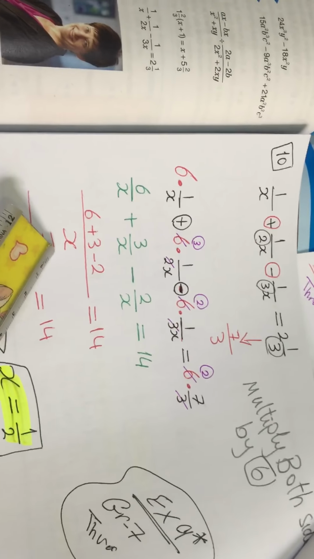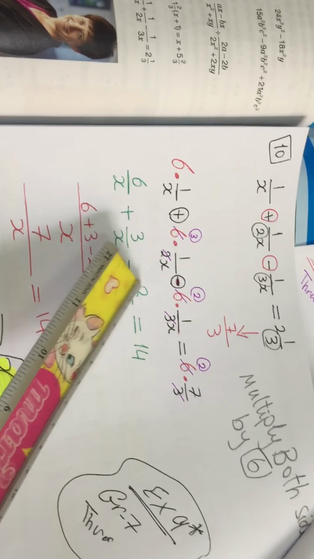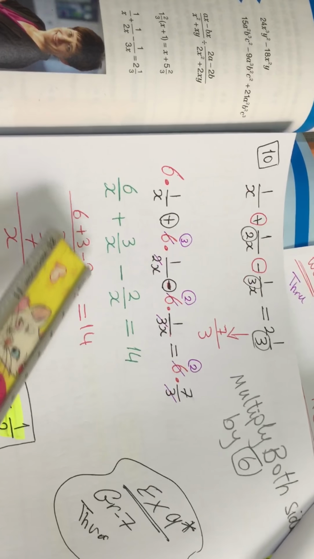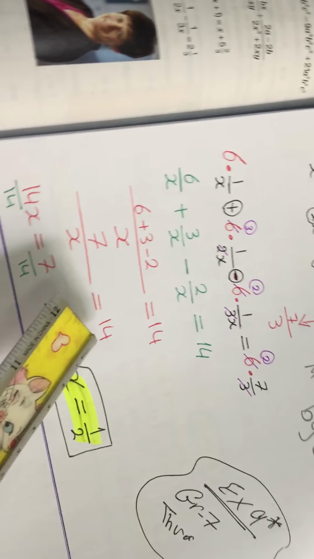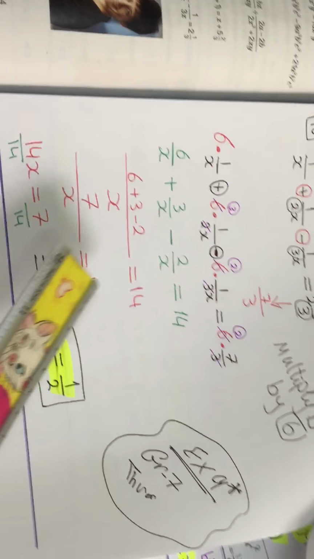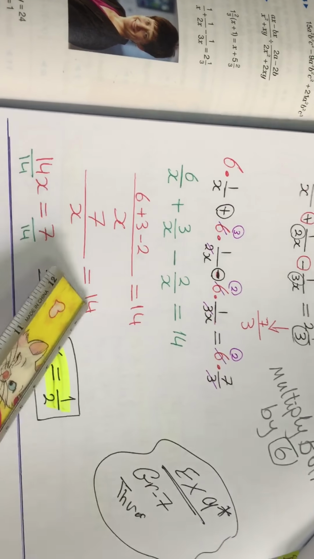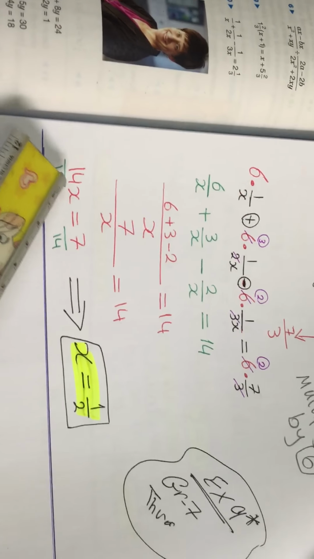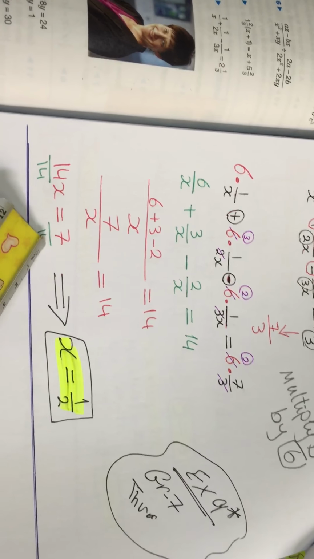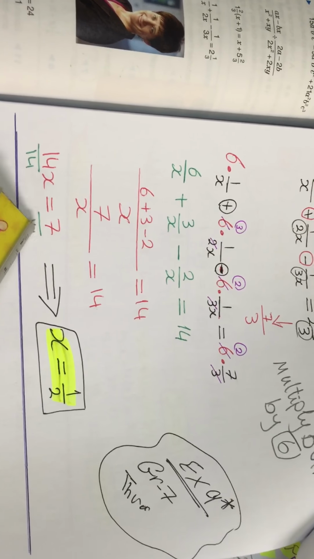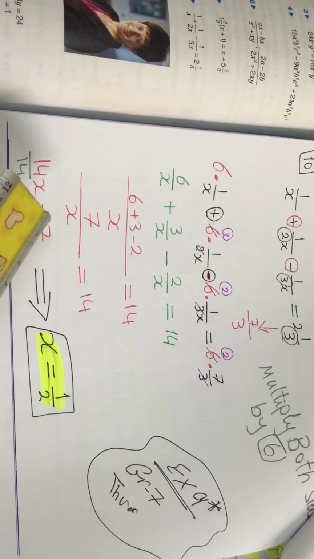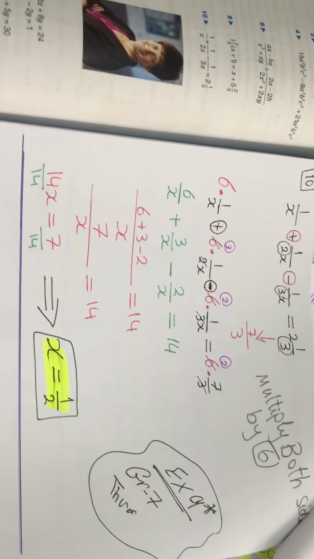Okay, now I have the same denominator. So I'll put it just one time and take 6 plus 3 minus 2. Easy. All of them equal 14. Now 6 plus 3 minus 2 equals 7 over x equal 14. You can multiply by x both sides to clear the denominator. So you have here 7 and here 14x. So 14x equals 7, divided by 14. So x equal half. Don't write 2. x equal half. Don't write 2.